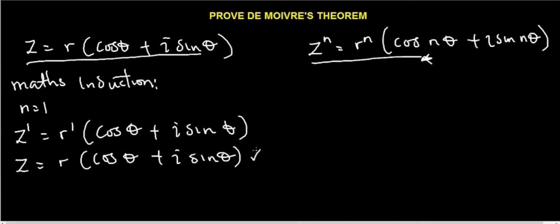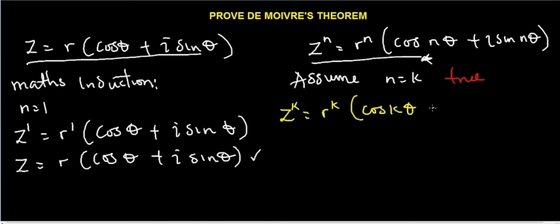Now why not go into the next one? At this point, for mathematical induction, we do it for 1, we assume that k is true, and we check for k plus 1. So assume that when n is equal to k it is true. We'll have z to the power of k equals r raised to the power k times cos k theta plus i sin k theta. In assuming that is true, we want to find when n is k plus 1, and to do that, we can multiply z to both sides.